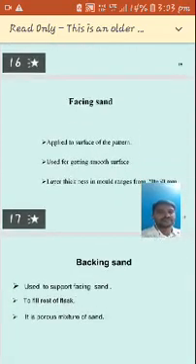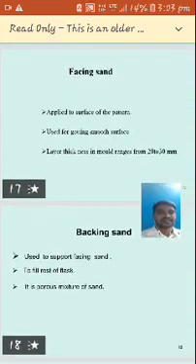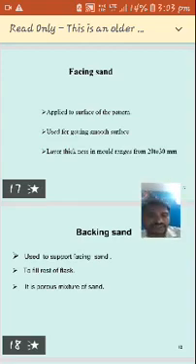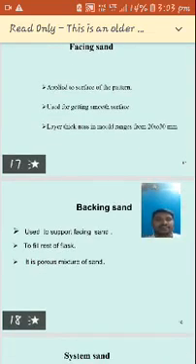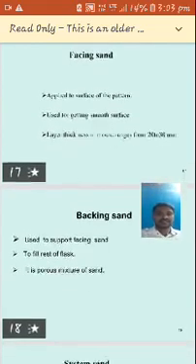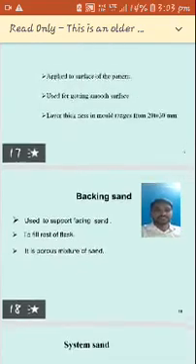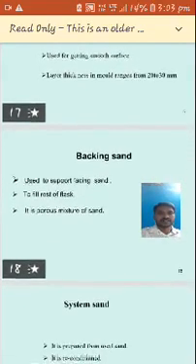Facing sand is applied to the surface of the pattern, used for getting a smooth surface. The layer thickness of mold ranges from 20 to 30 mm. So it is applied to the surface of the pattern, used for getting a smooth surface. That is called facing sand.